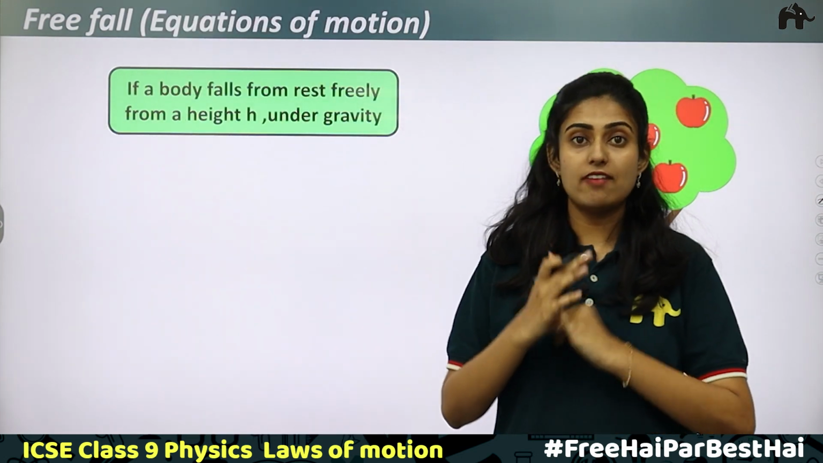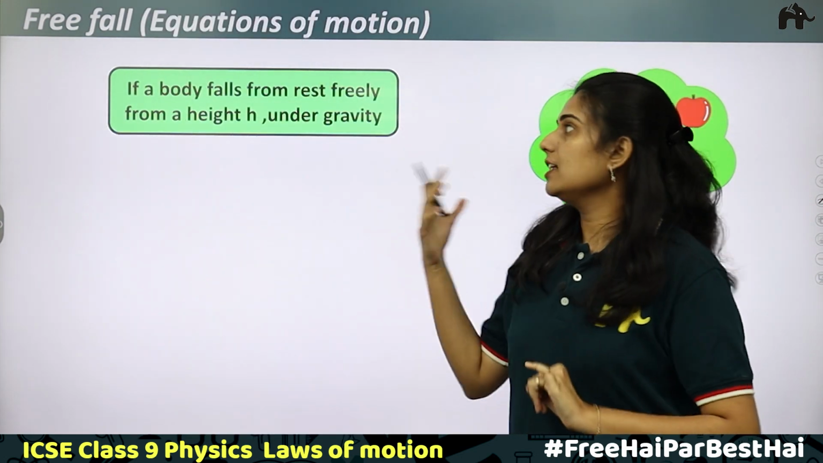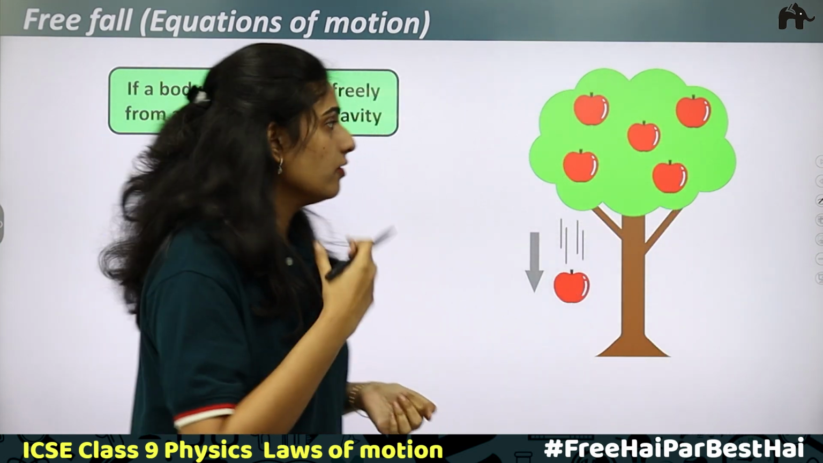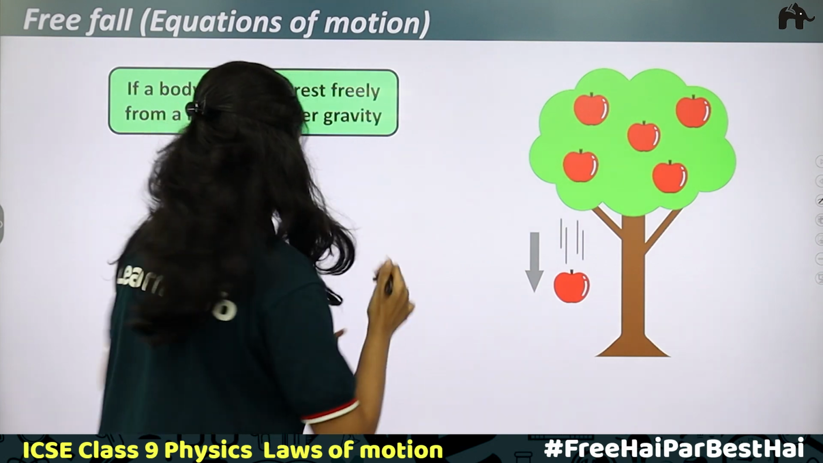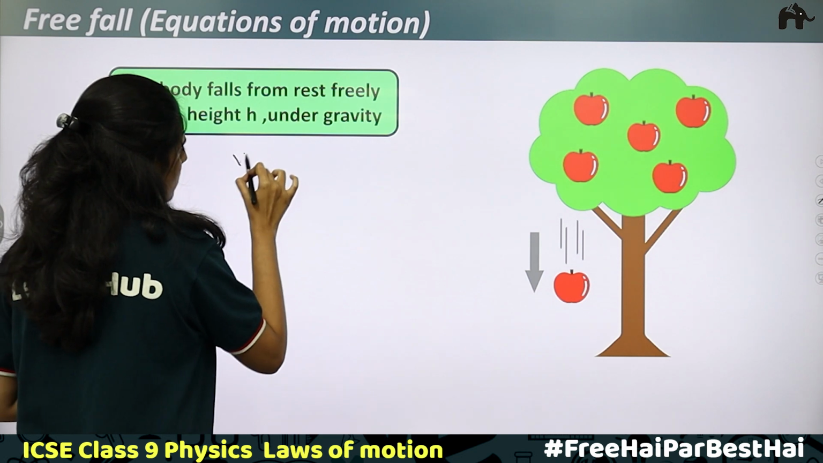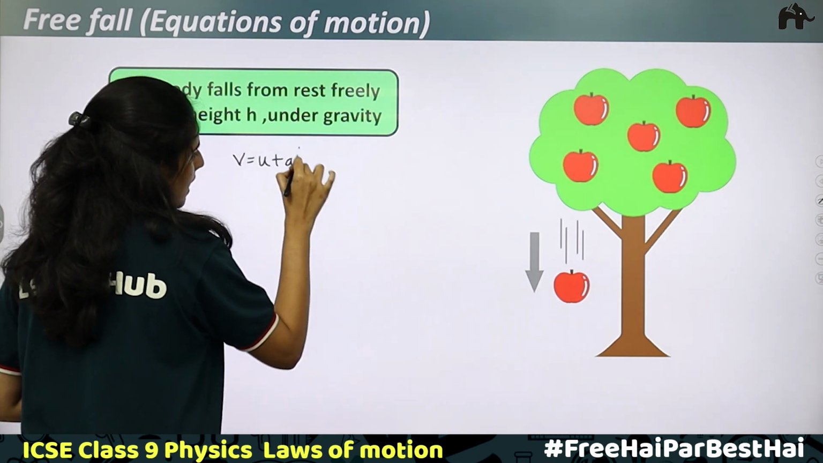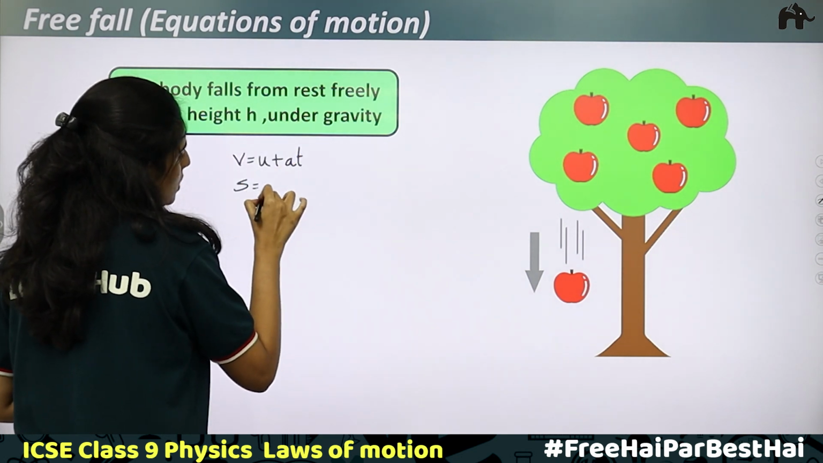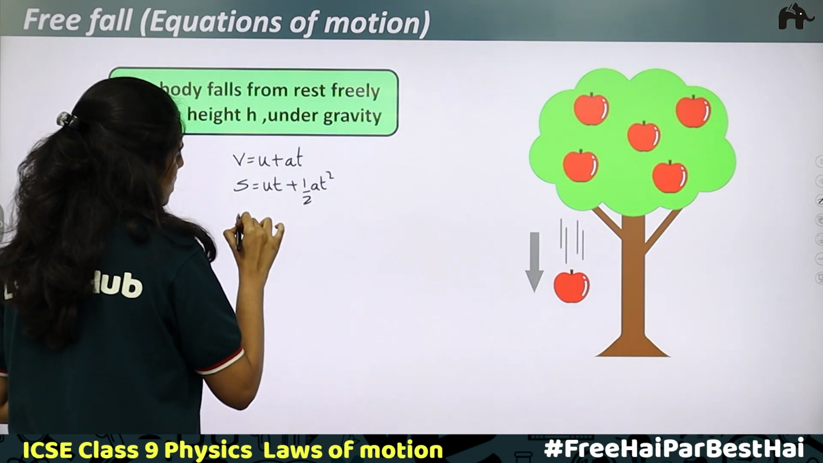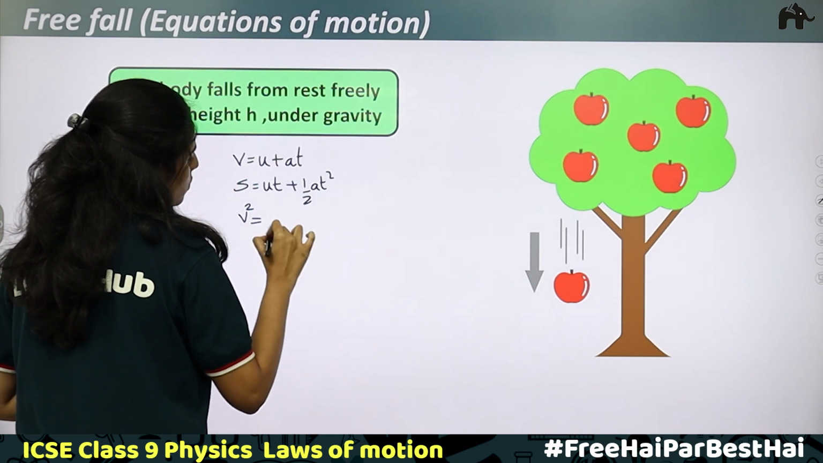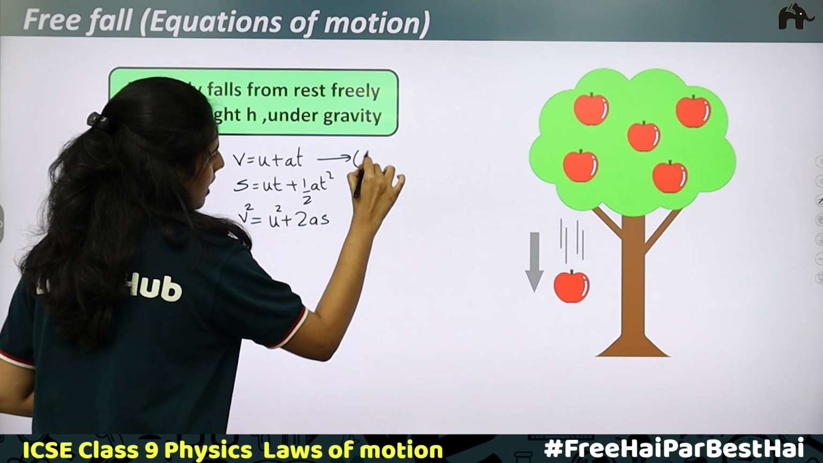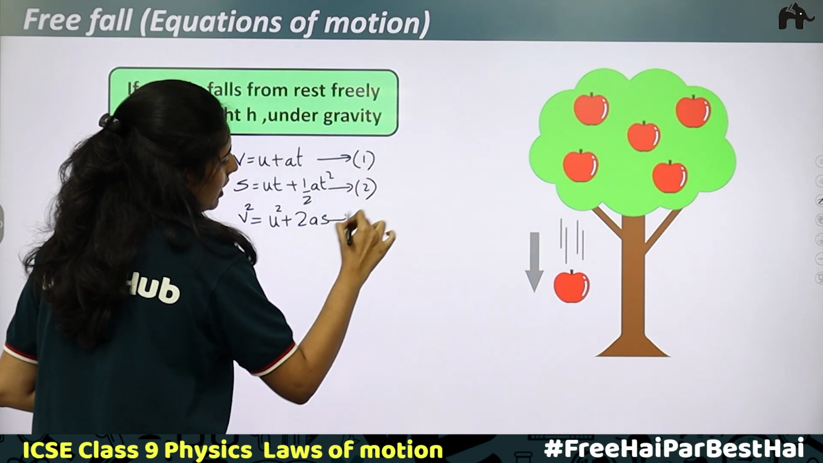Equations of motion. In the previous chapter, we have discussed 3 equations of motion. So here, when a body is under free fall, what are the changes to these equations of motion? We are going to get 3 new sets of equations. So what are the 3 equations of motion? First equation of motion: v is equal to u plus at. Second: s is equal to ut plus half at square. Third equation: v square is equal to u square plus 2as.